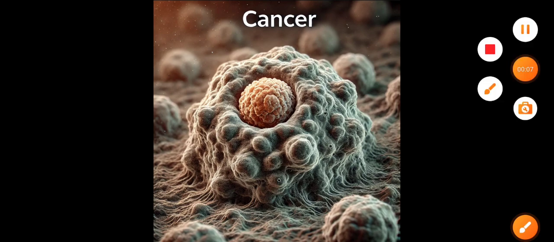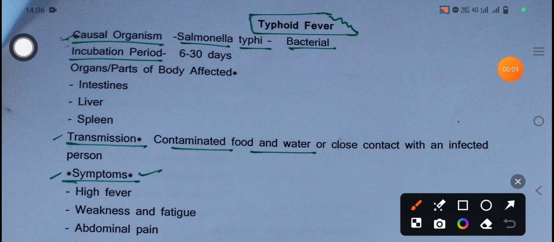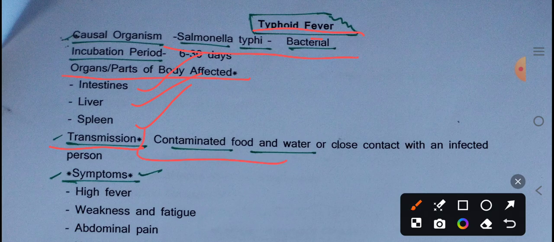So let us learn. First is typhoid. Typhoid disease is caused by a bacteria called Salmonella typhi. Its incubation is 6 to 30 days and the body parts which are affected are intestine, liver and spleen. Transmission: it is transmitted by contaminated food and water or close contact with an infected person.